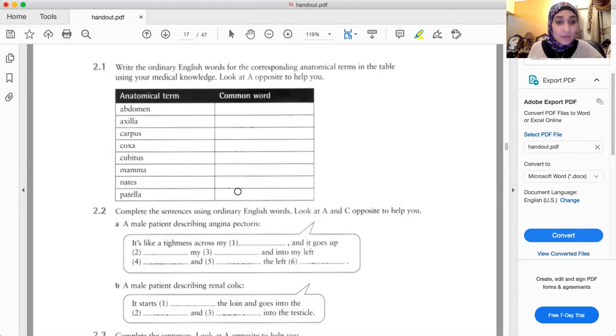We have the third one, carpus. The common word is wrist. Coxa. The common word is hip. Capitis. The common word is elbow. Mama. The common word is breast. Nates. The common word is buttocks. Patella. The common word is kneecap.